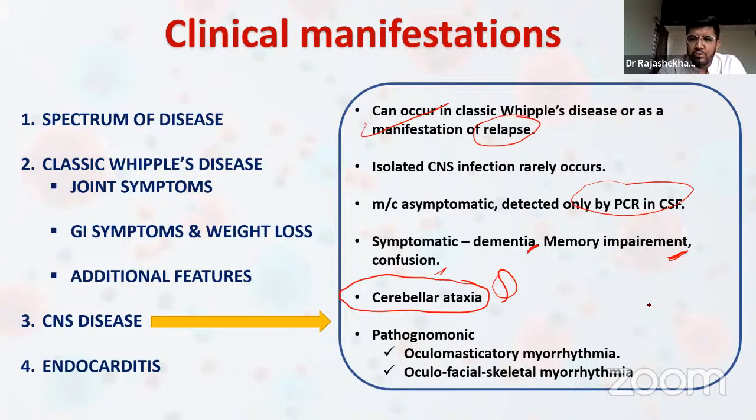There are other associations which you should know of. This is a question for you guys, so you need to come up with the answer. The GI symptoms with cerebral ataxia, what are the diagnoses?